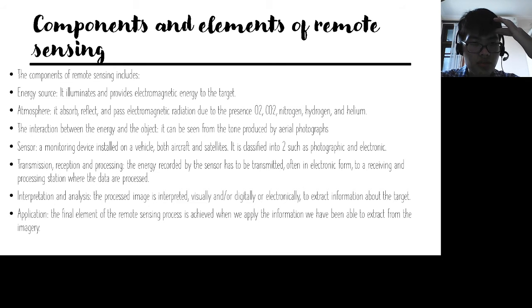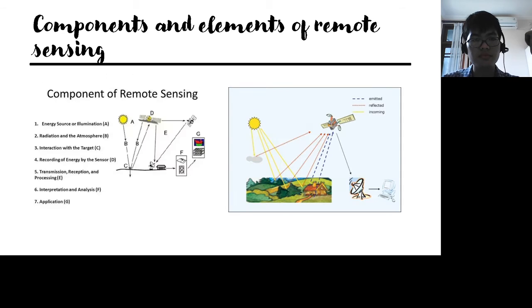Sensor, a monitoring device installed on a vehicle, both aircraft and satellites. It is classified into two, photographic and electronic. Transmission, reception, and processing. The energy recorded by the sensor has to be transmitted, often in electronic form, to a receiving and processing station where the data are processed. Interpretation and analysis. The processed image is interpreted visually and/or digitally or electronically to extract information about the target. Application. The final element of the remote sensing process is achieved when we apply the information we have been able to extract from the image.